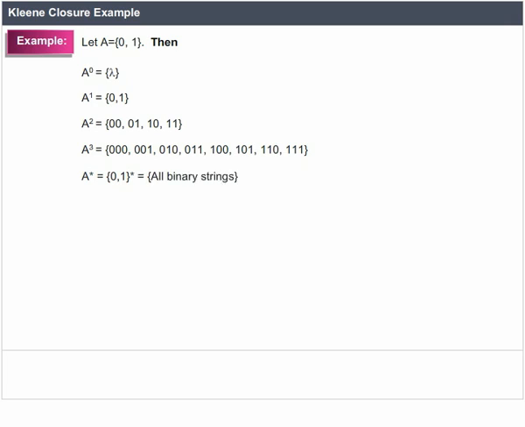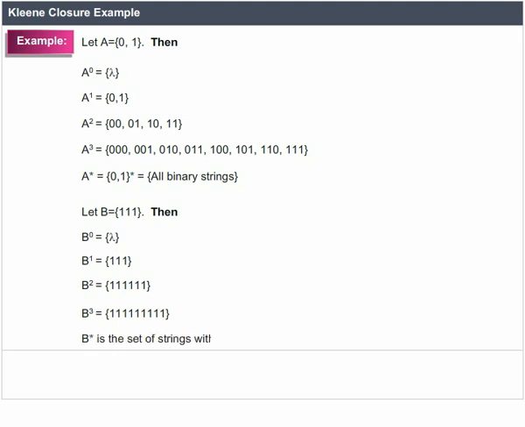Let B equal {111}. Then B to the power 0 equals lambda. B to the power 1 equals 111. B squared equals 111111. B cubed equals 111111111. B star is the set of strings with 3n ones for every n greater than or equal to 0.